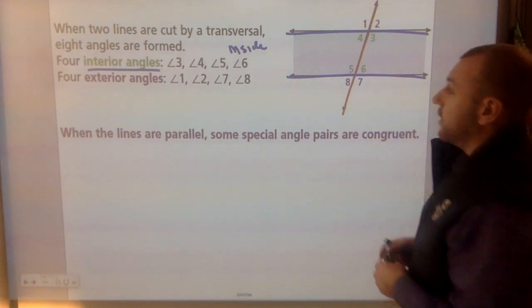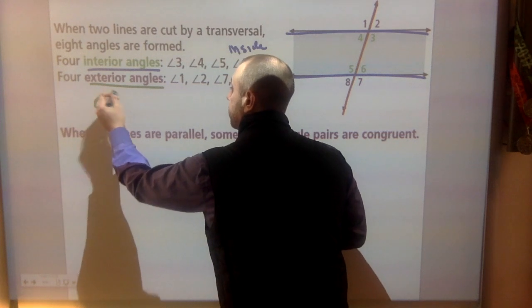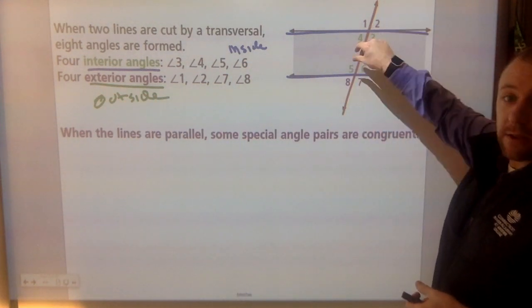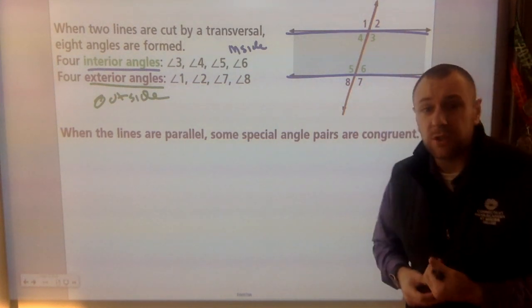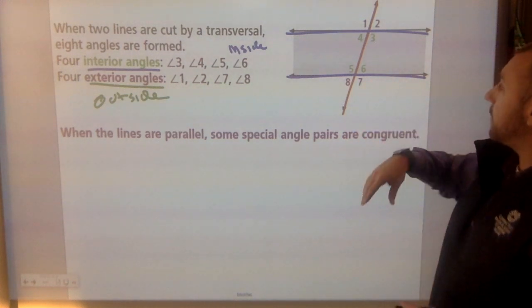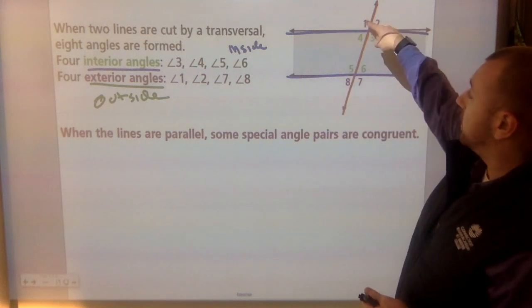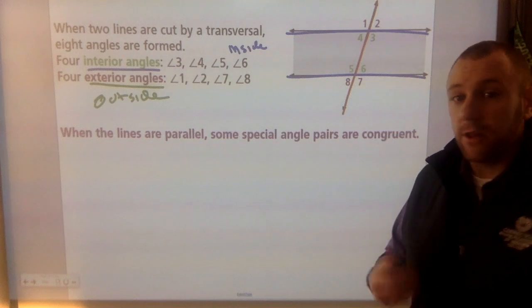And exterior are outside. So anything outside those two blue lines. So 1, 2, 7, and 8. So we can relate these to each other because there's some properties between them that allow us to take the measure from one and jump it down to some other measures in other angles.